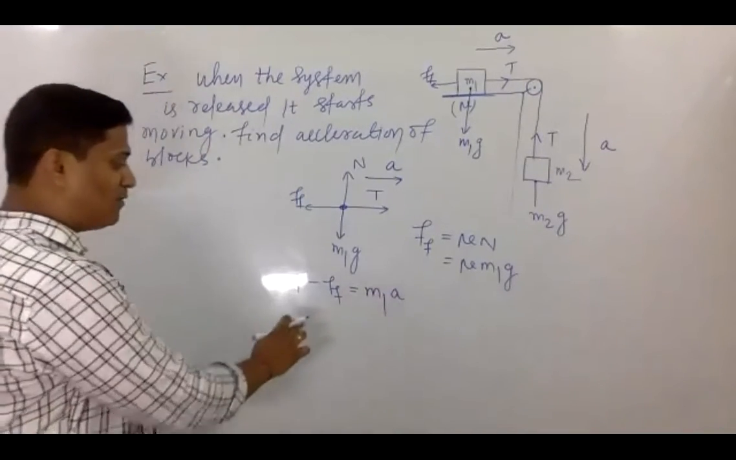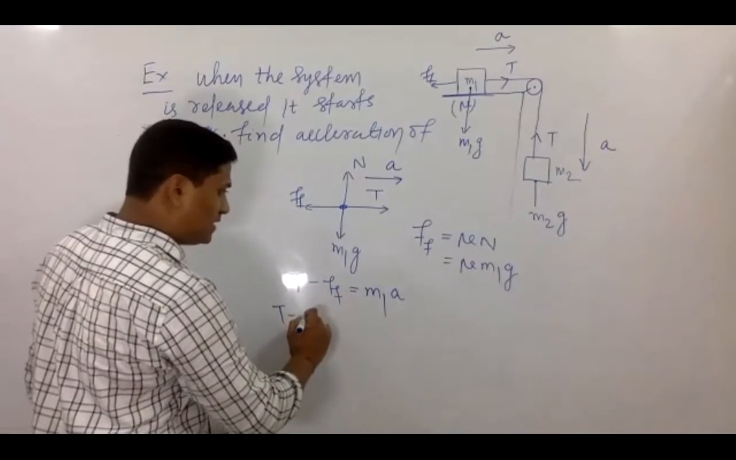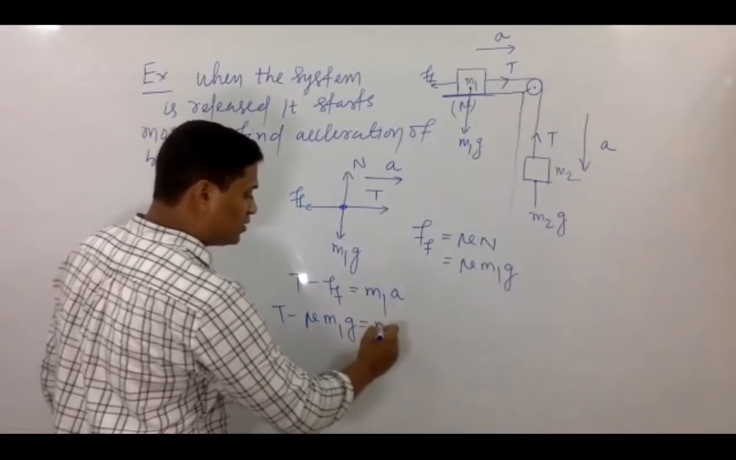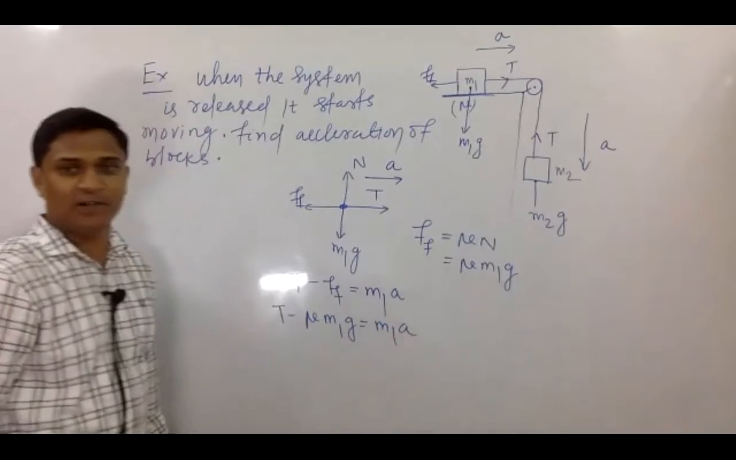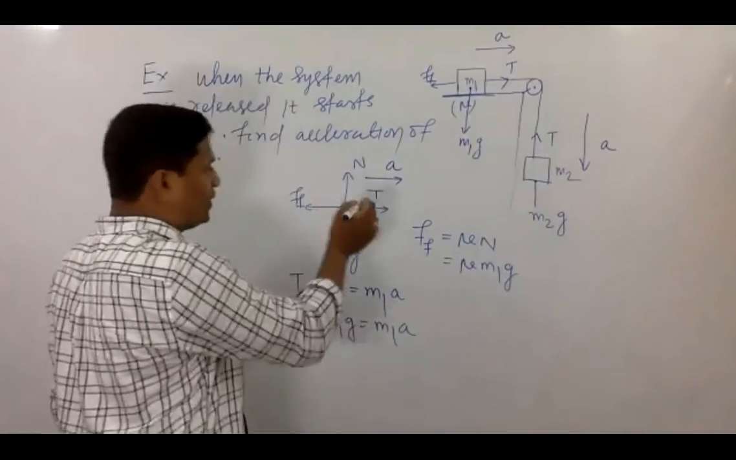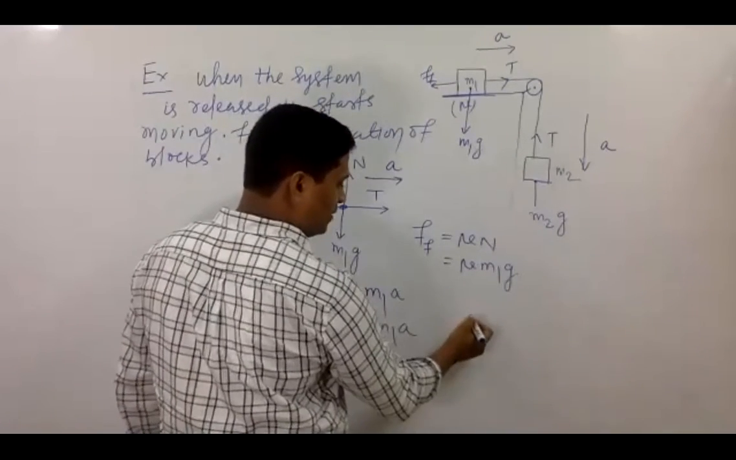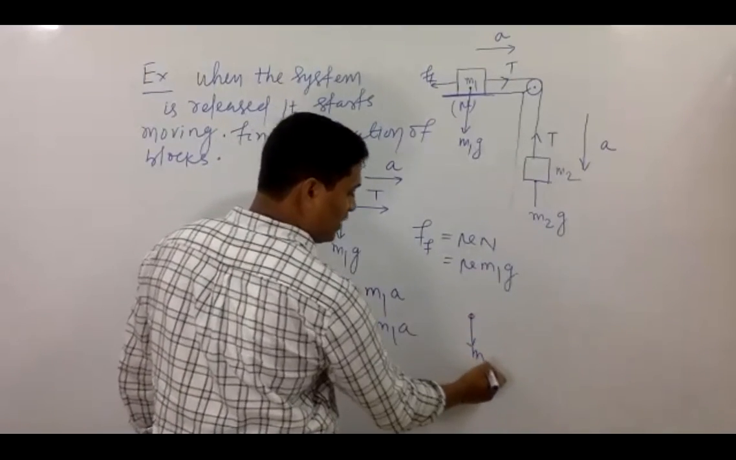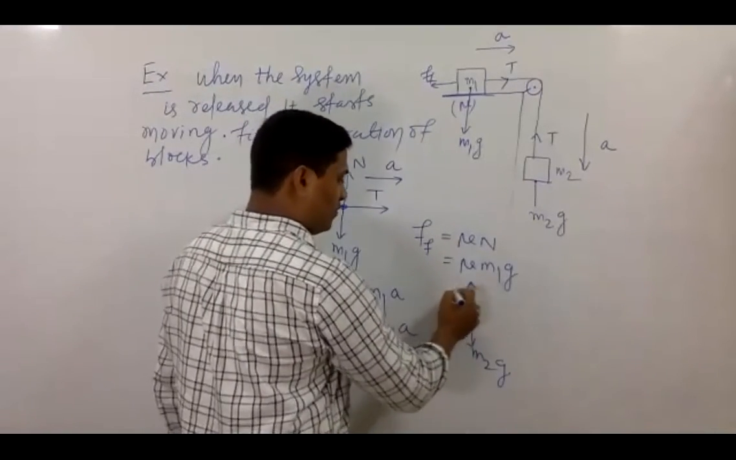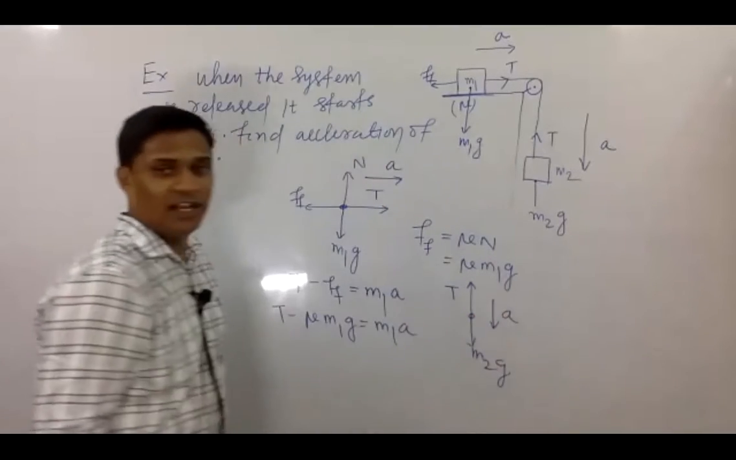If I put the value of friction here, I can write tension minus mu, the coefficient of friction, into m1 into g is equal to m1 into a. This is equation 1. Now for the free body diagram of the other body, m2g is acting vertically downward, tension is acting above, and the body is moving downward with acceleration a.